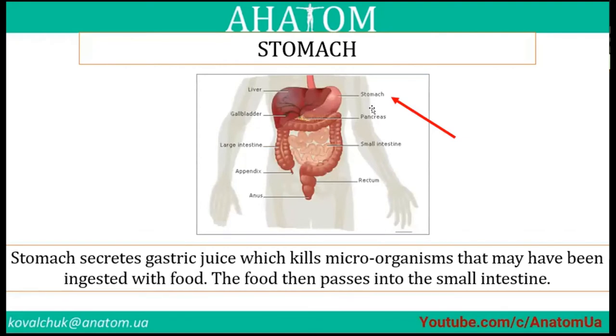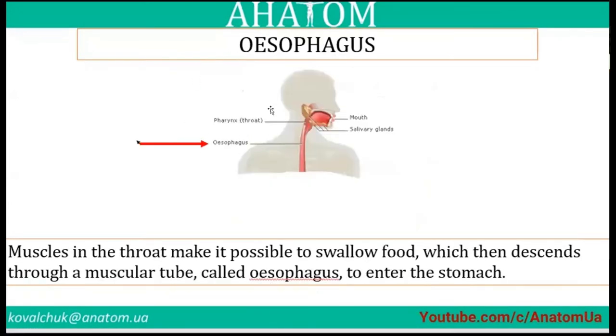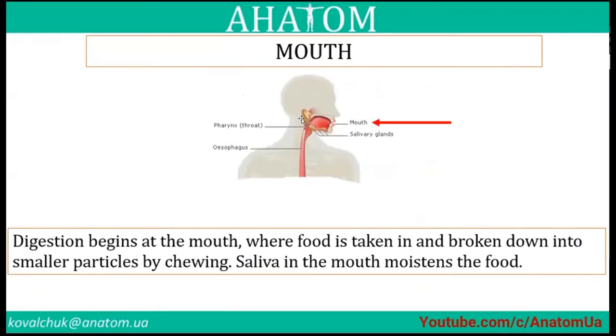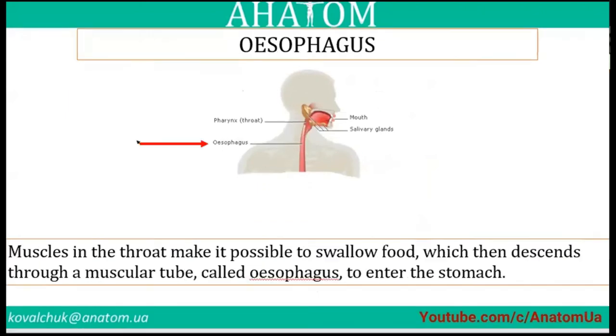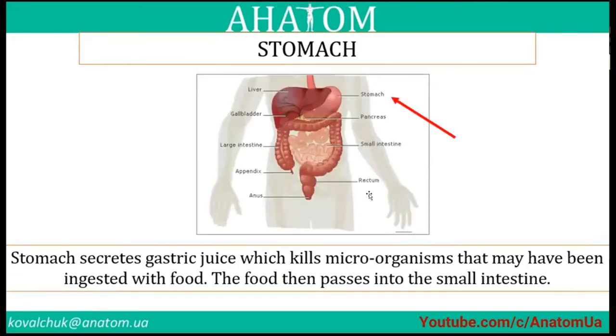The stomach secretes gastric juice, which kills microorganisms that may have been ingested with food. The food then passes into the small intestine. The small intestine has a tubular form and consists of three parts. And to the stomach, the esophagus after the throat or pharynx is a muscle organ. Muscles of the throat or pharynx make it possible to swallow food, which then descends through the muscle tube called the esophagus to enter the stomach.